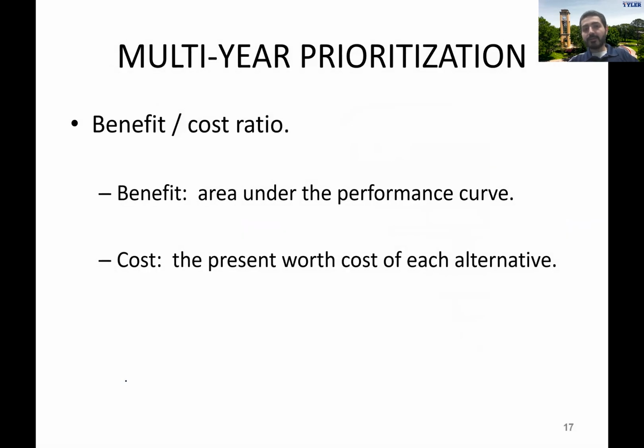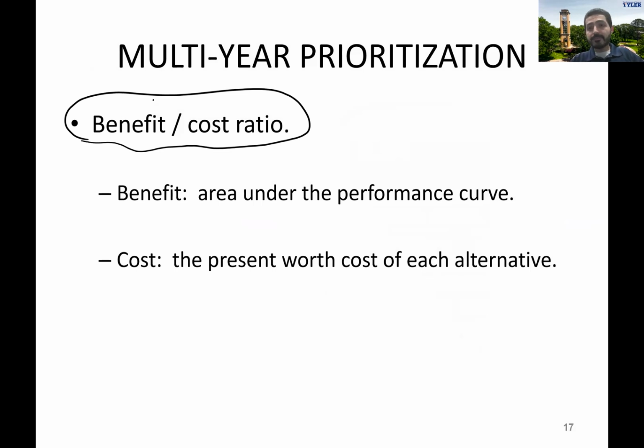Another thing we look into using the multi-year prioritization is what we call a benefit to cost ratio. This is a very common term nowadays. We should not look only into the initial cost of a treatment, because if you do that, you're going to end up always picking the cheap treatment, and that's not always the best way to do it. You also have to look into what's the benefit to cost ratio.